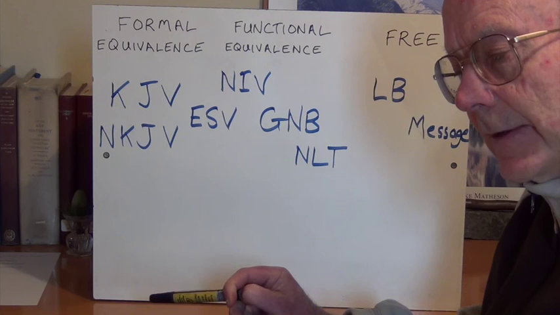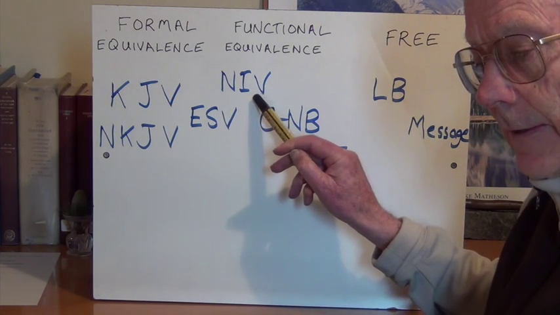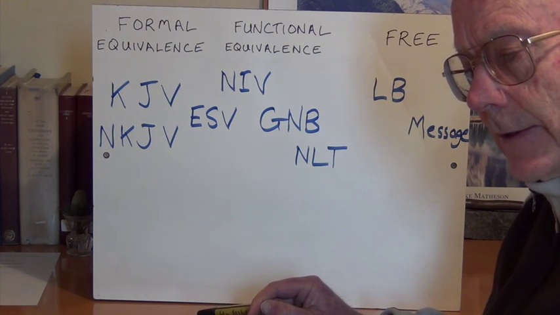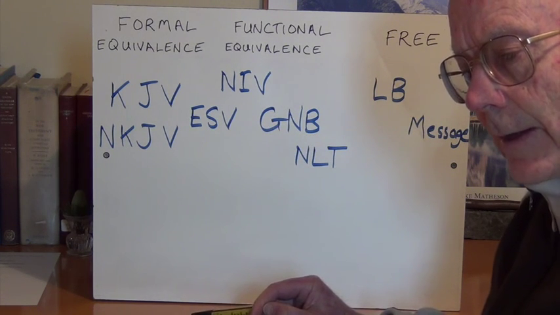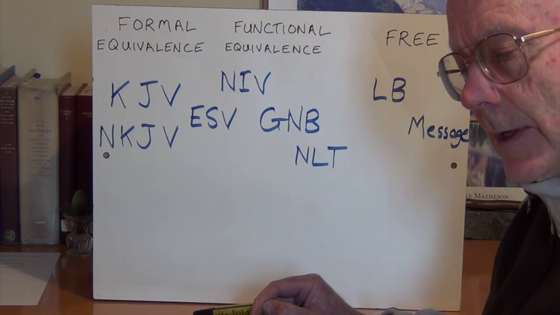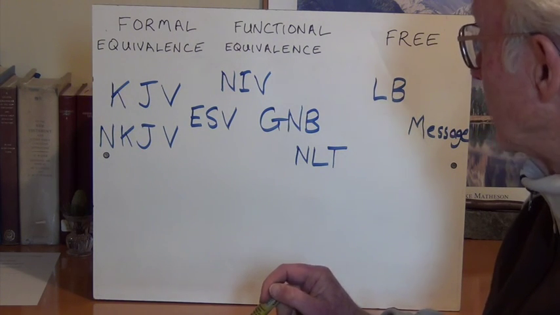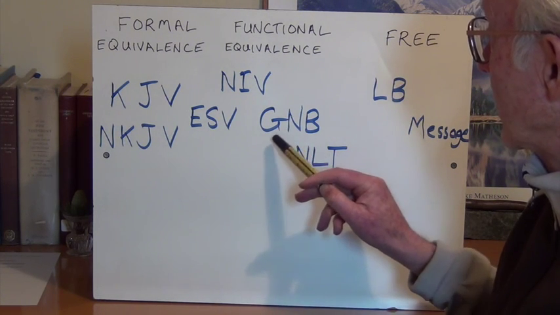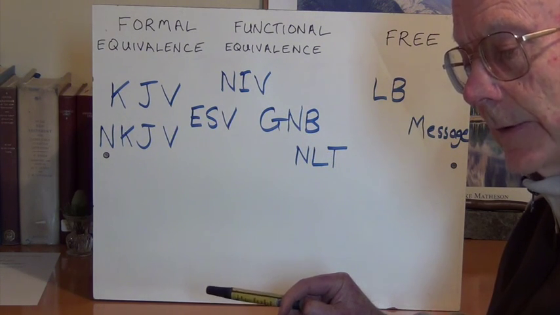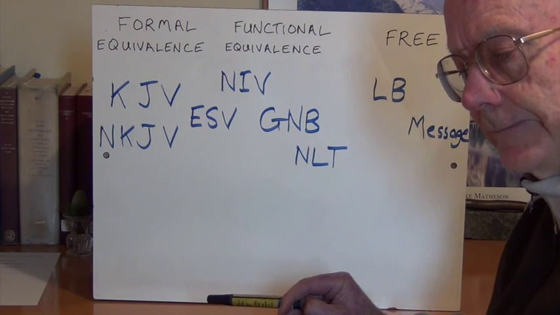Fee and Stuart say the basic translation for reading and studying should be something like the NIV, and they call the NIV as good a translation as you will get. The book was actually written before the NIV 2011 came out, but I'm sure that would get this approval from them as well. Just another comment, the GNB Good News Bible, in the US it's sometimes called the GNT, the Good News Translation.